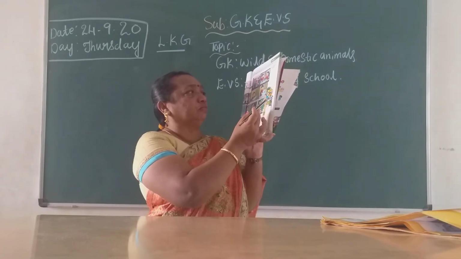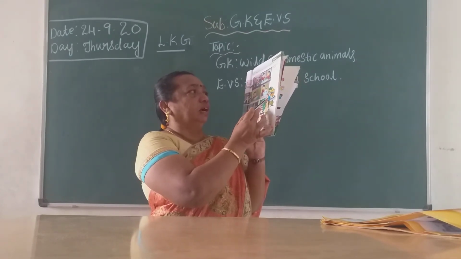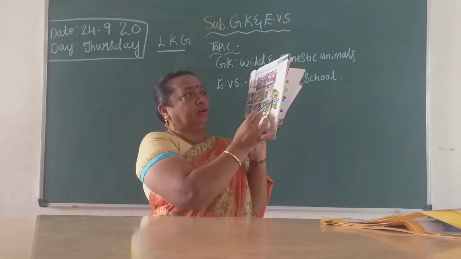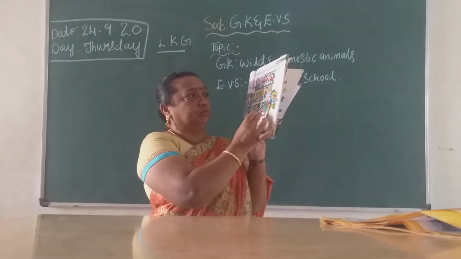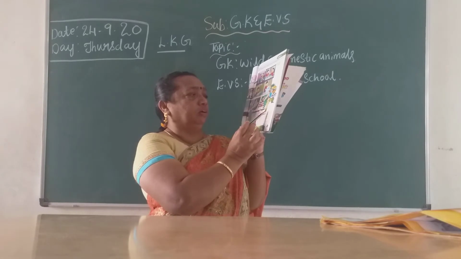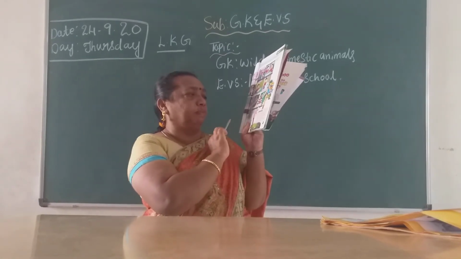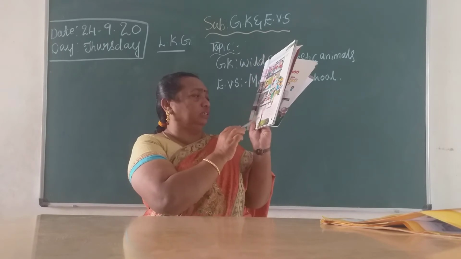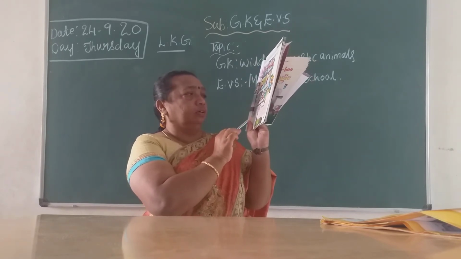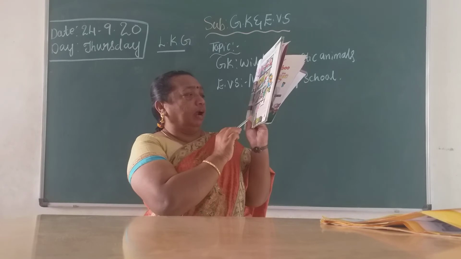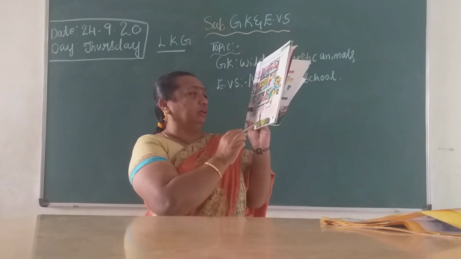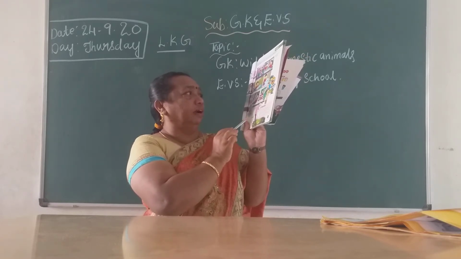School bus. School bus, who is he? Driver. Driver helps you pick up and drop from home to school and school to home. Okay, children. Now, peon, what is he doing? Rings the bell. What is he doing, children? Rings the bell. Now, what is this? Who is he? Gardener. He waters the plants and trees. What is he doing, children? He waters the plants and trees.